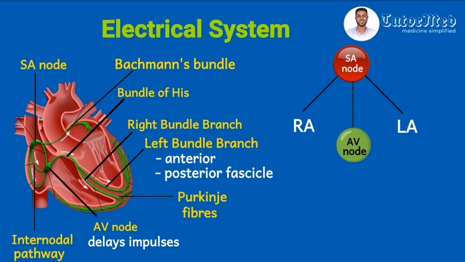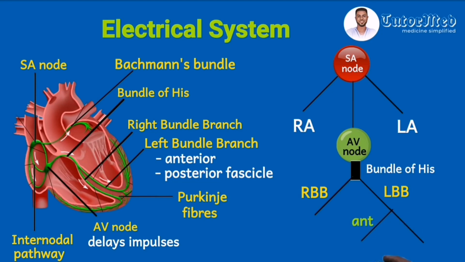Then the AV node delays the impulses a bit and gives them to the bundle of His to begin the ventricular transport journey. The bundle of His divides into the right bundle branch and the left bundle branch, while the left bundle branch divides into an anterior fascicle and a posterior fascicle. The right bundle branch feeds the right ventricle, and the left bundle branch feeds the left ventricle, all through the Purkinje fibers.